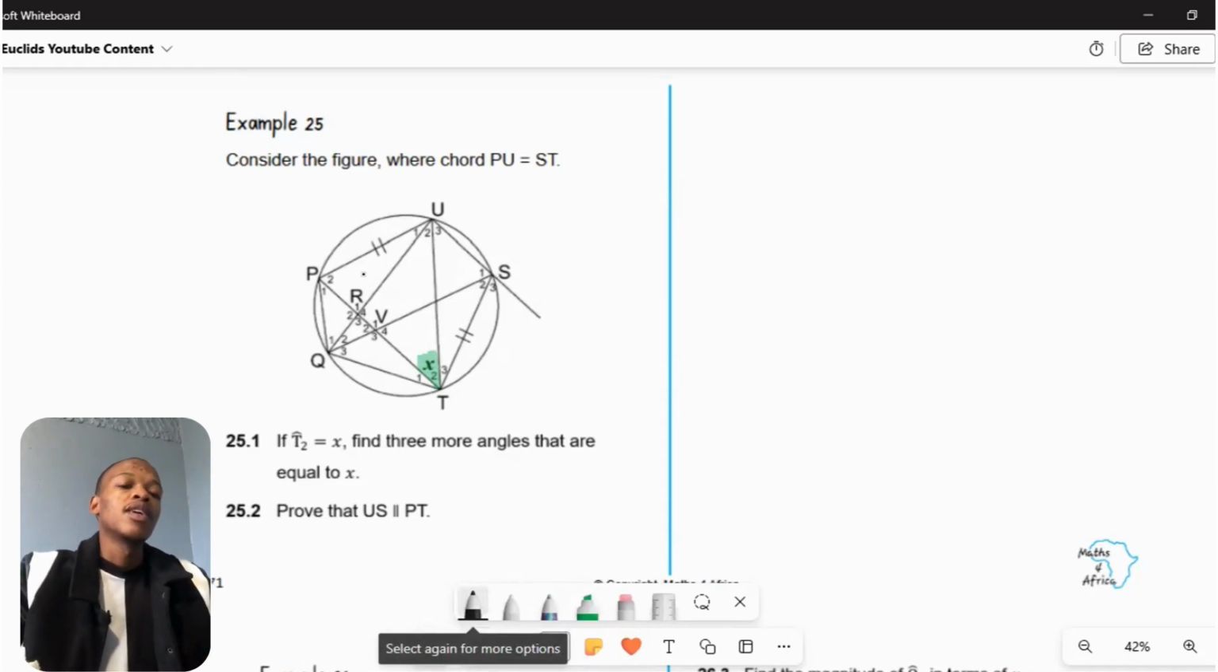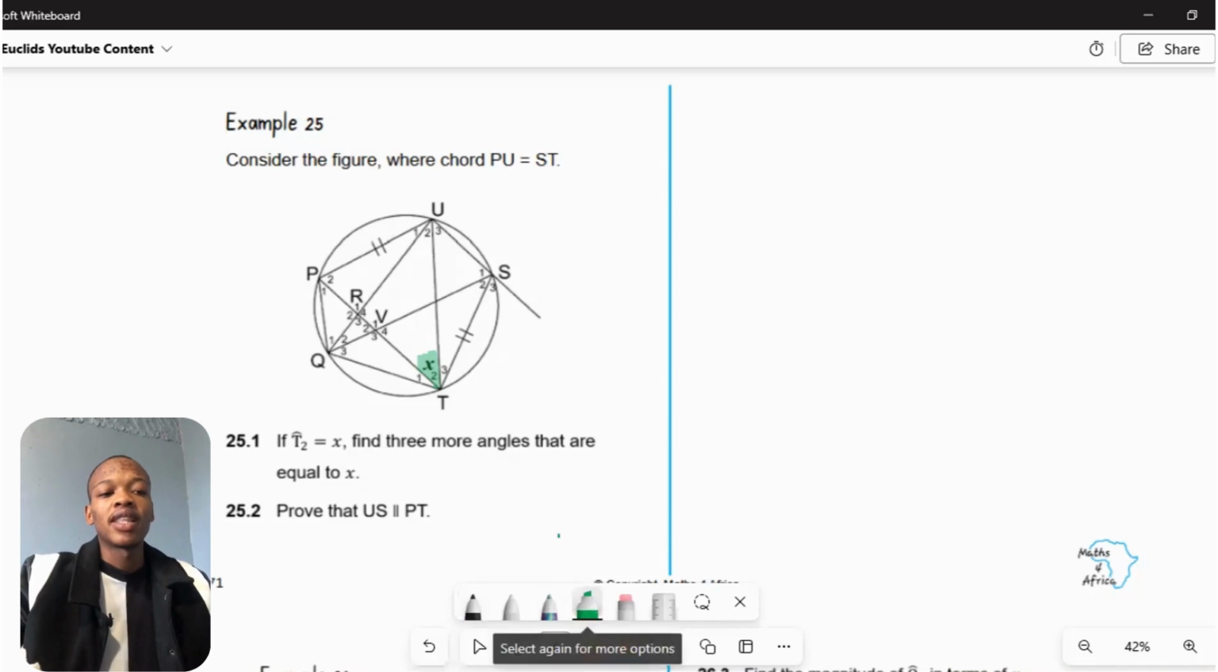Okay, let's go. Remember, equal chords or equal sides or equal lines subtend equal angles. So we have equal lines here, PU and ST, which means they will subtend equal angles. What does that mean? Which other angle is subtended by an equal line? ST. It's Q3. Yeah, it's Q3.